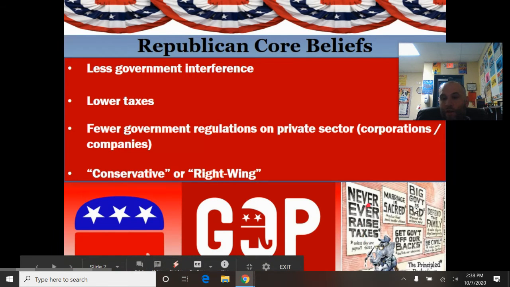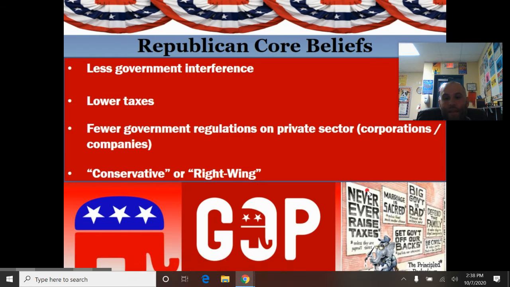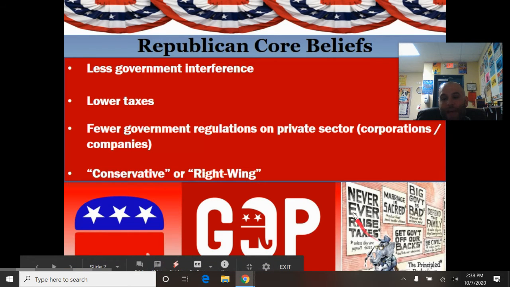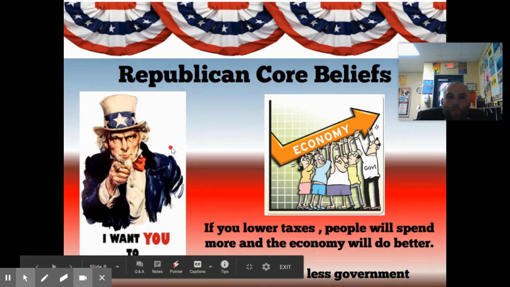You see this picture here of some Republican beliefs. So get government off our backs, small government, lower taxes. They are a lot for family or religious rights. So generally more conservative social beliefs when it comes to things like gay marriage and things like that. But again, government's bad, less government. Again, if you lower taxes, people will spend more, the economy will do better, less government.